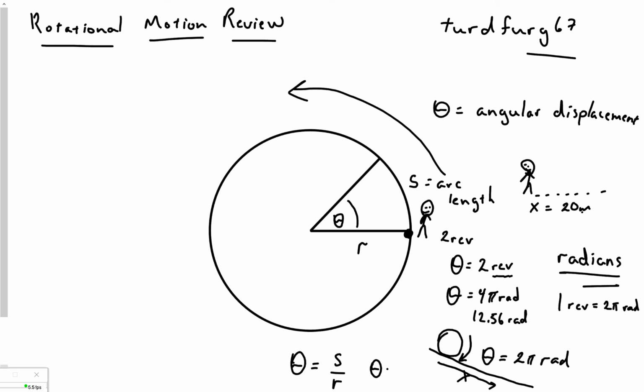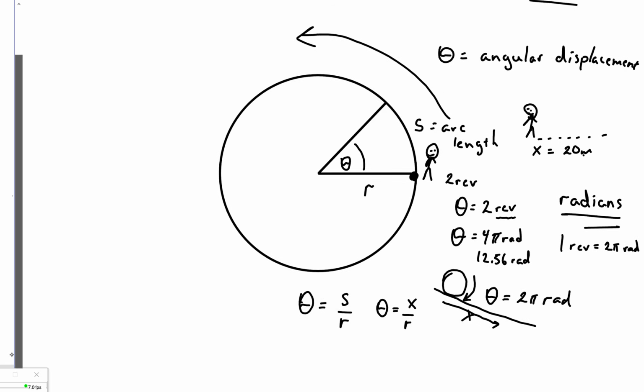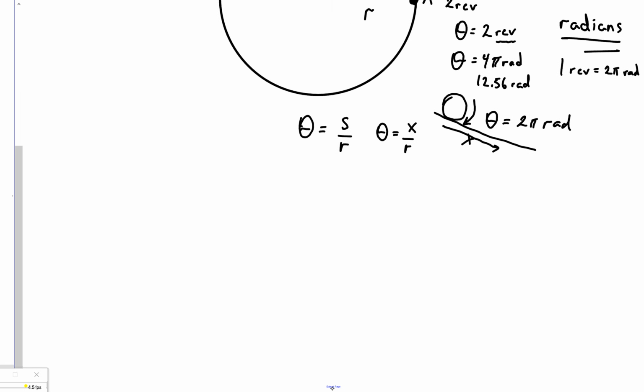You can also kind of cheat and say that theta is also equal to x over r. So this arc length and this position, they're the same thing. We can interchange them in most of the problems, so keep that in mind. Again, your radius is quite simply your radius. So let's scroll down and continue. Our first introductory equation is that.